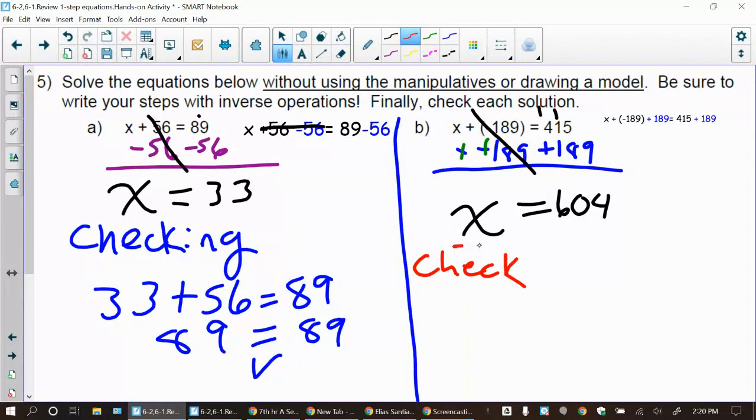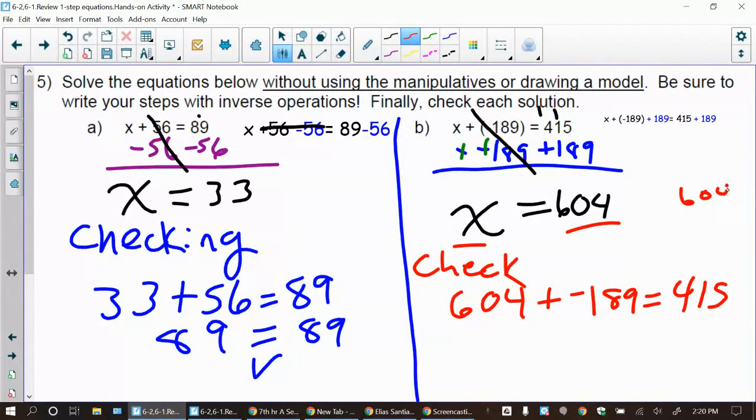I replace x with your solution. So I have 604 plus a negative 189. Is that going to make 415? Remember, now you have to follow those integer rules. Different signs subtract. Okay, so if you need to, go off to the side and put your 604 and do your subtraction. That's fine, but you can't just do only that and say I checked my work. You have to rewrite the equation. That is step 4 that we always have to have.